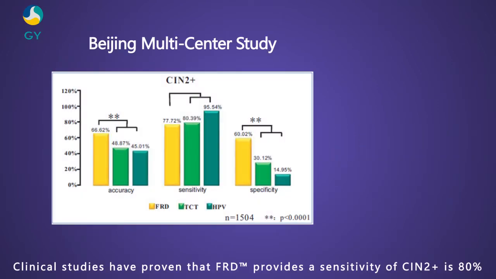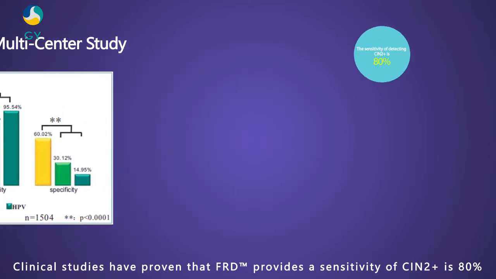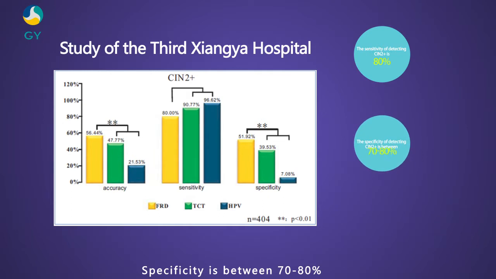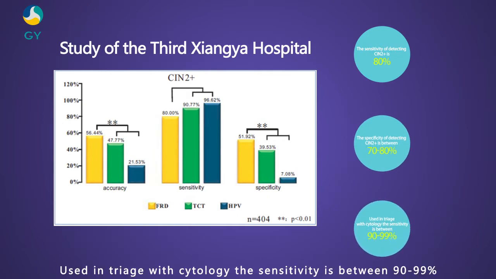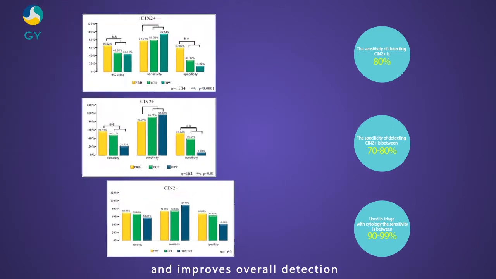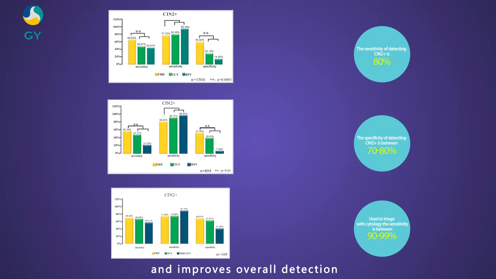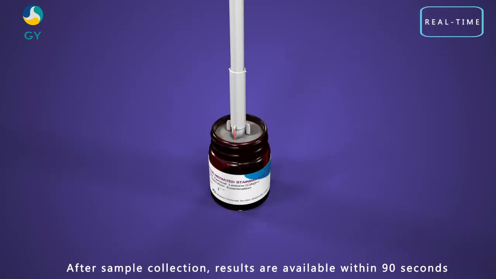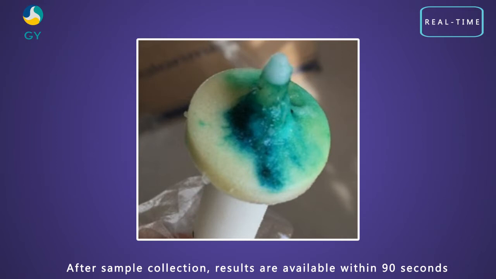Clinical studies have proven that FRD provides a sensitivity for CIN2+ of 80%. Specificity is between 70 to 80%. Used in triage with cytology, the sensitivity is between 90 to 99% and improves overall detection. After sample collection, results are available within 90 seconds.